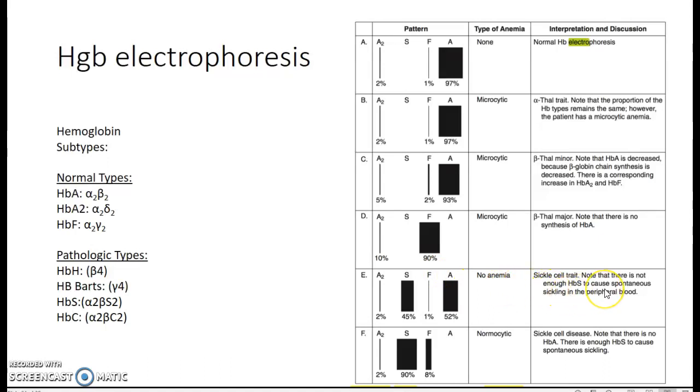Sickle cell trait. You'll see these mutated beta chains in basically half of the chains, and then in sickle cell disease, you'll see hemoglobin S in all of them. You can also have variations of sickle cell, like hemoglobin C, and that'll show a similar pattern. But you'll have S and then C.